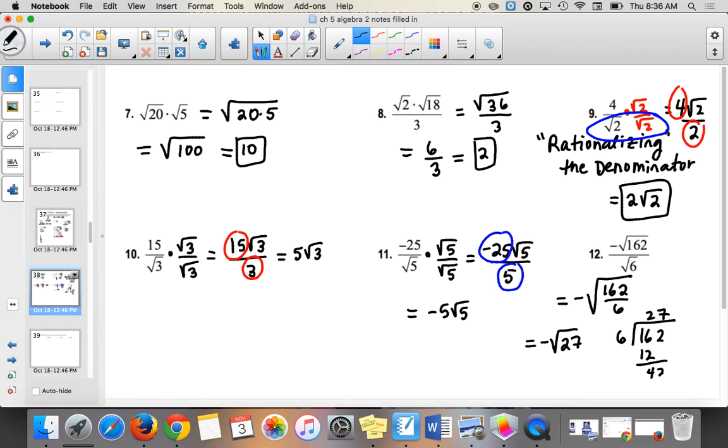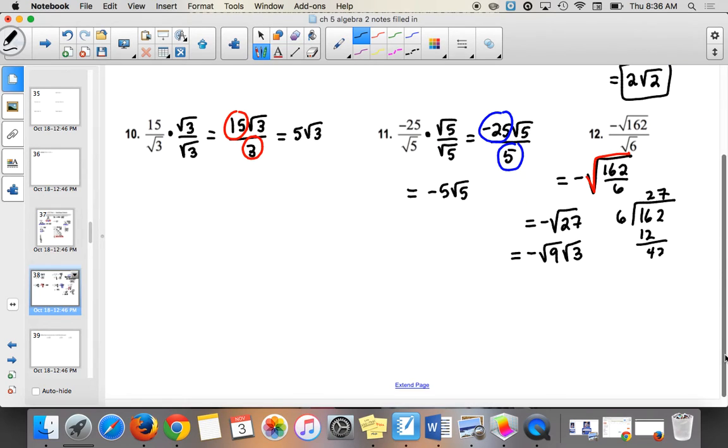Michael, you with me? So, yeah, because we just took it in. We did the square root of all of it. All right, so I have the square root of 9, square root of 3. So I get negative 3 root 3. And that's our answer.